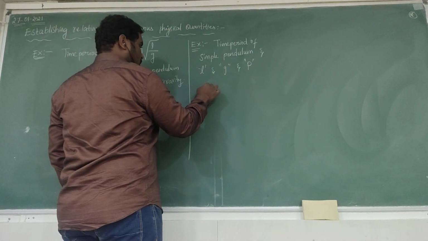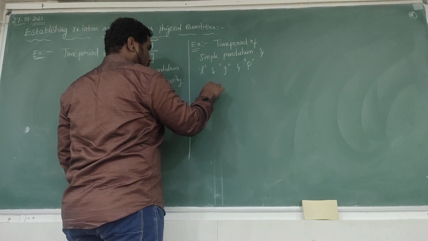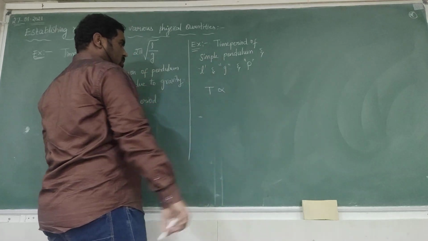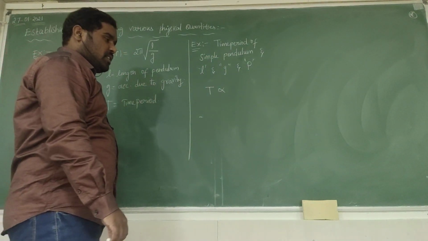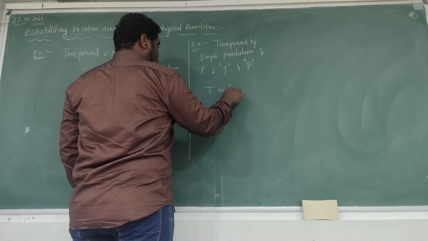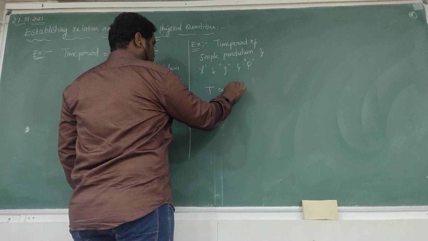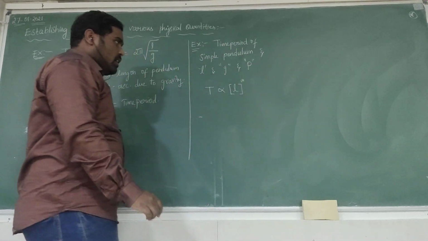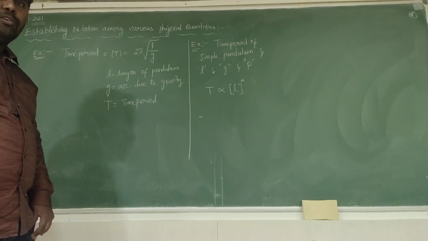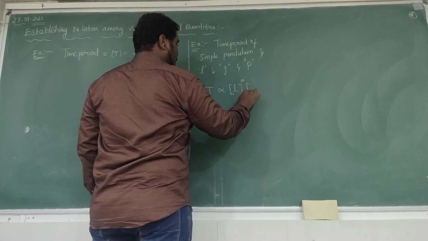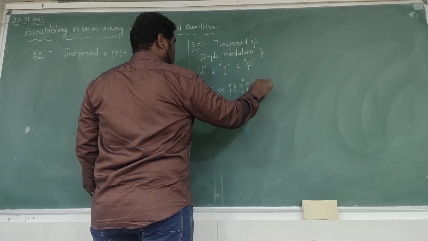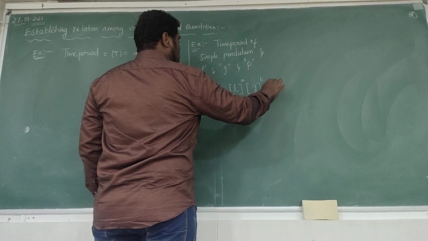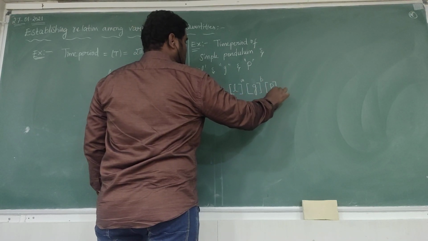Time period is proportional to, it means it depends on, first, length L to the power a. I don't know the dimension of this one. Into acceleration due to gravity g to the power b, I don't know this also, and into pressure P to the power c.